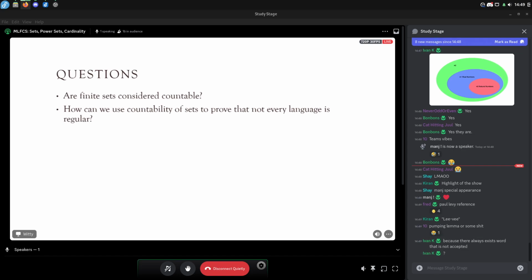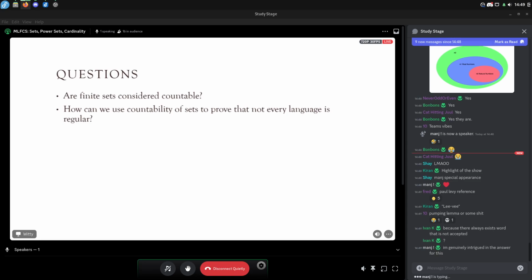There always exists a word that is not accepted. Yeah, but how can you prove that? How can you prove that there exists a word that's not accepted?